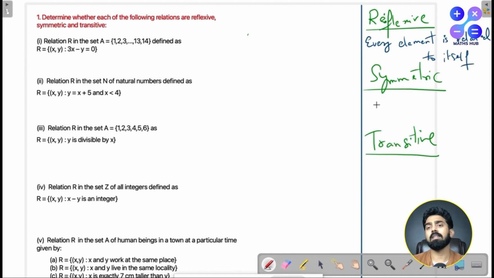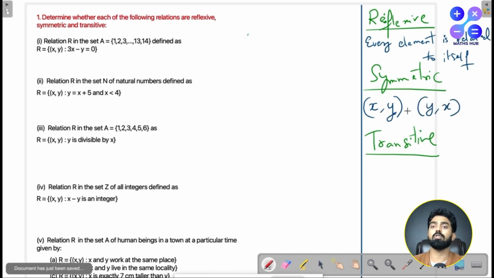Okay? And a symmetric relation is where you should be able to interchange any pair of given numbers. So if you have a pair x comma y in the given relation, then you should be able to interchange and still be able to satisfy the given relation. Y comma x should also be able to satisfy the given relation. That's why it's called a symmetric relation, right?